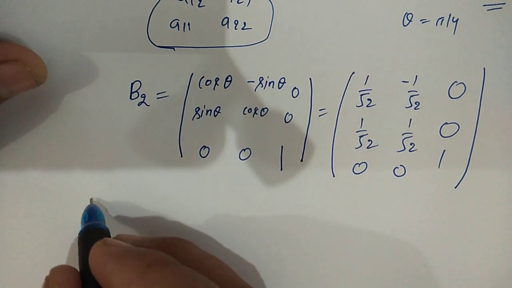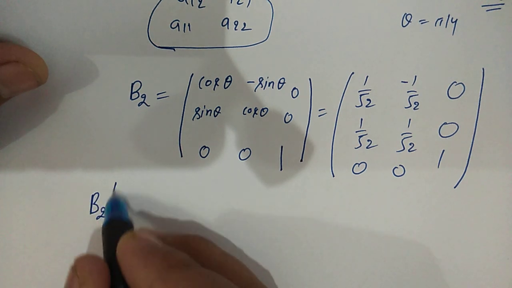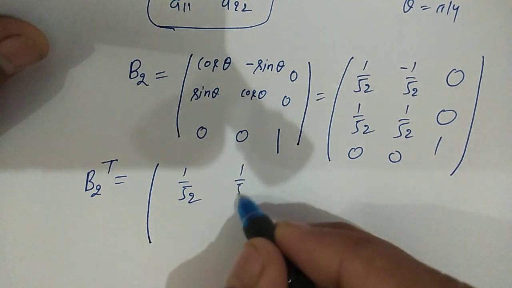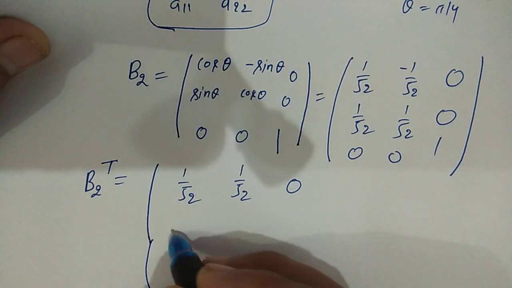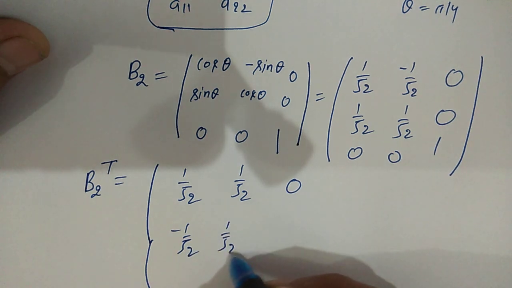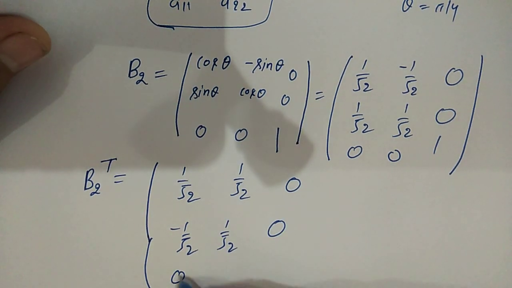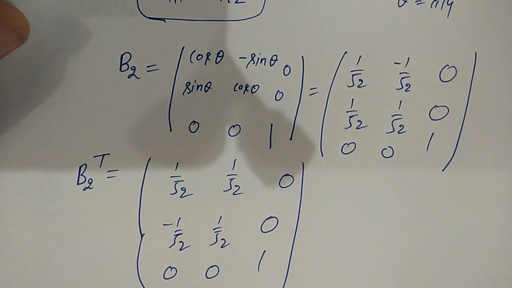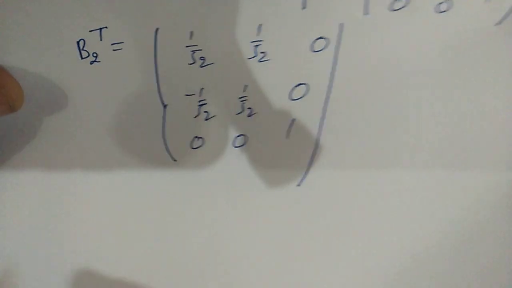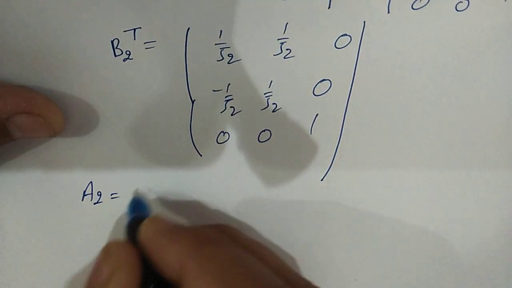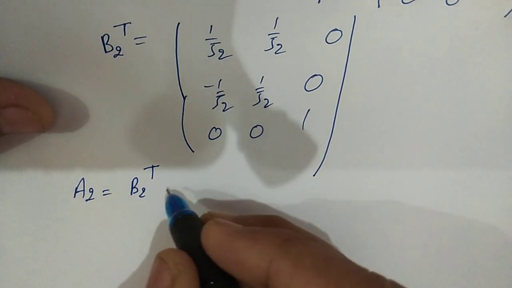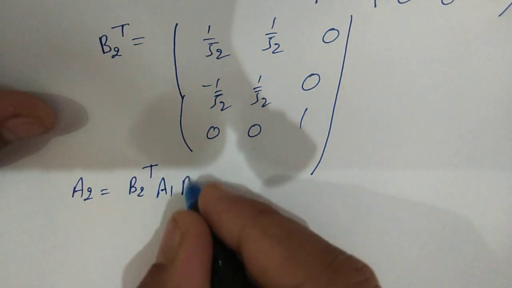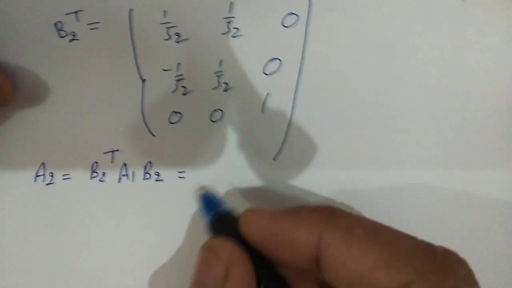Now if you take that B2 transpose, this will be 1 upon root 2, 1 upon root 2, 0, and minus 1 upon root 2, 1 upon root 2, 0, and 0, 0, 1. So this is the B2 transpose. Now let us try to find the A2. So A2 will be B2 transpose A1 B2.